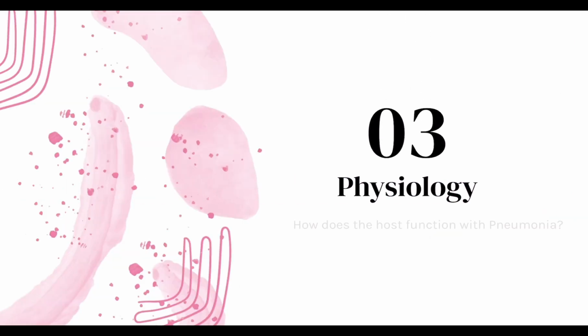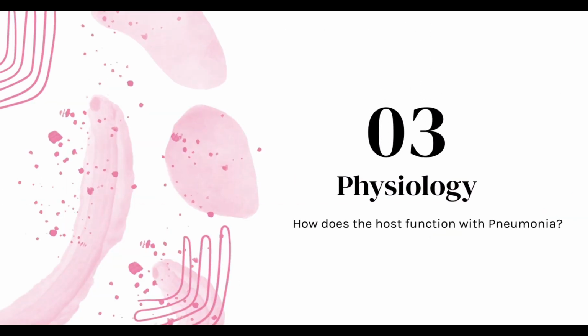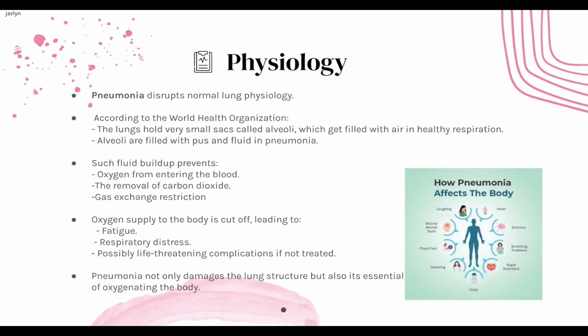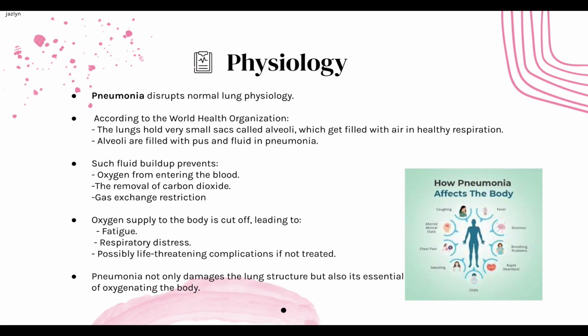Now that we've discussed the causes of pneumonia, let's take a closer look at how the disease affects the body, starting with its physiology. For starters, the study of physiology examines how the body and its systems typically operate. Physiology helps us understand how different organs work together to maintain health. When pneumonia occurs, this respiratory infection interferes with the lungs' natural physiology.